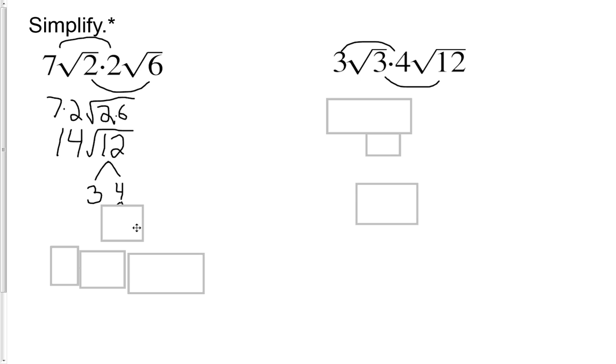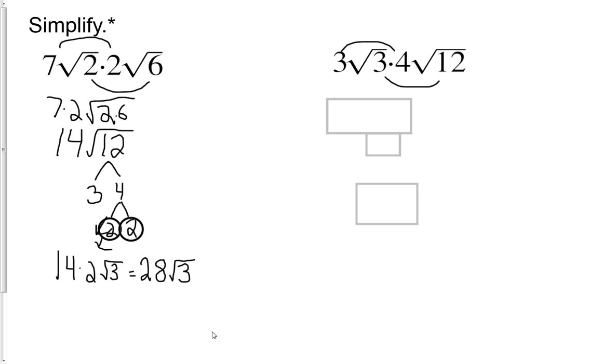Okay. Next, 12 is 3 times 4. 4 is 2 times 2. So I've got a pair of 2's here. One of them is going to come out. So we've got one of these 2's comes out. And so now we're going to have 14 on the outside already. So now we've got 14 and a 2 comes out. Usually I write it right around there. So we've got 14, 2. The 3 is still left over. It's underneath. 14 times 2 is 28. So 28 root 3 is our final answer there.